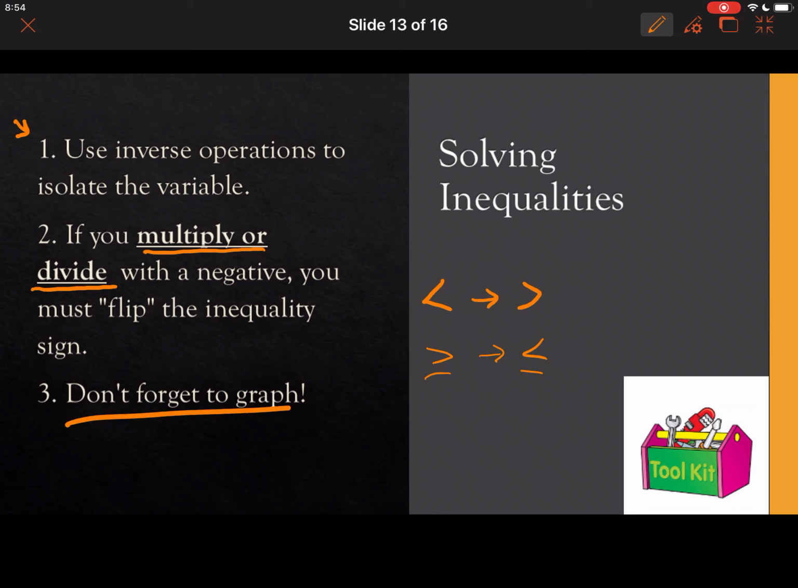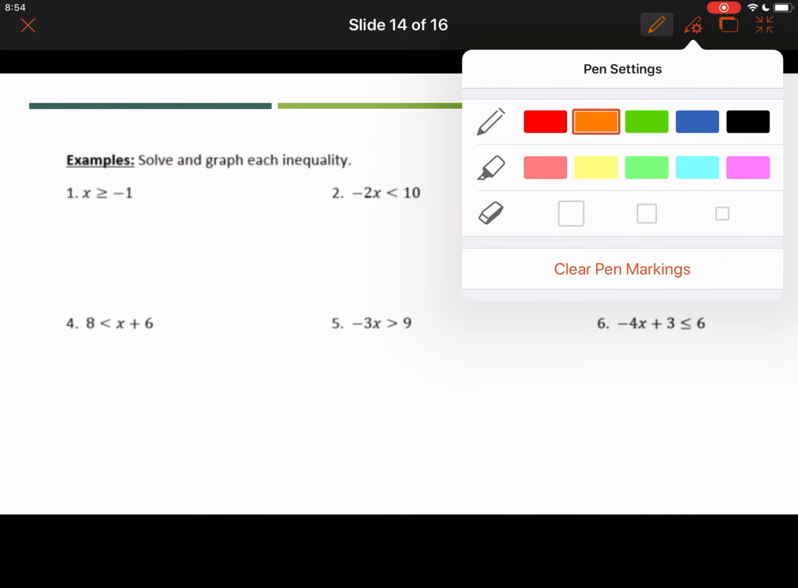The other thing that you need to remember, step 3, is you always have to graph. So anytime you have an inequality that you're solving, part of it's the solution, but then you also have to take it one step further. Always, always, always you have to graph. And again, this slide is in your Unit 3 toolkit. All right, let's jump into some examples.